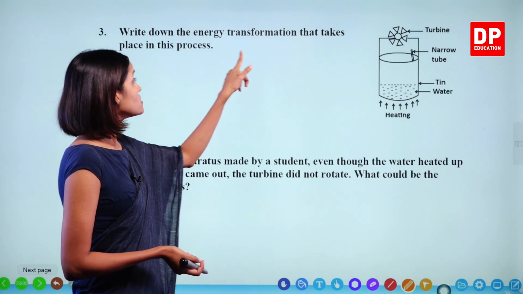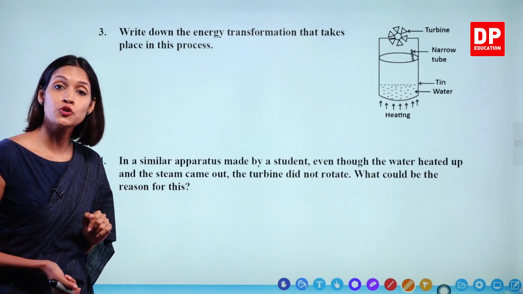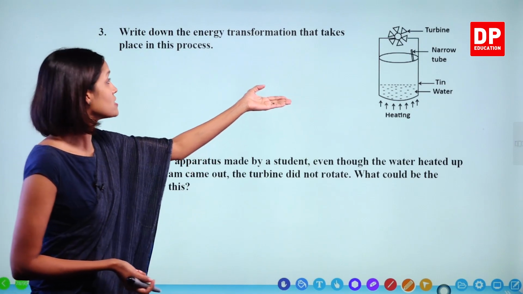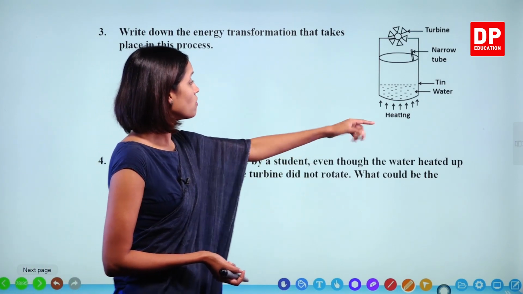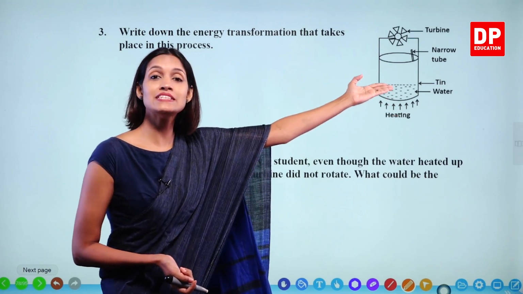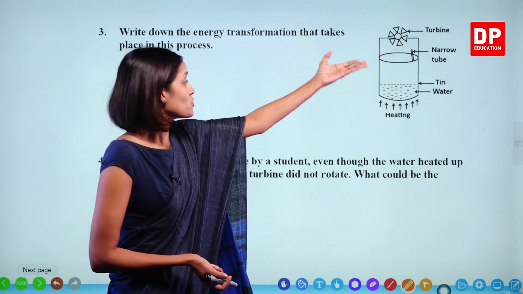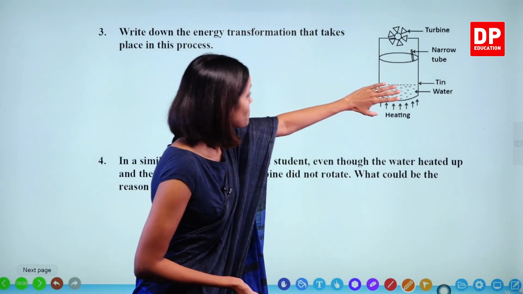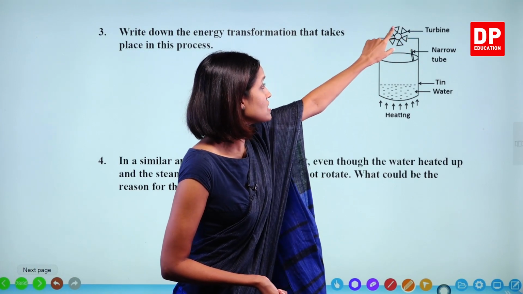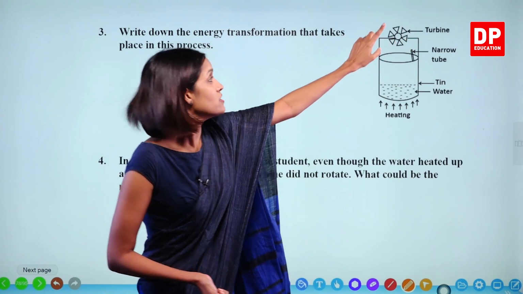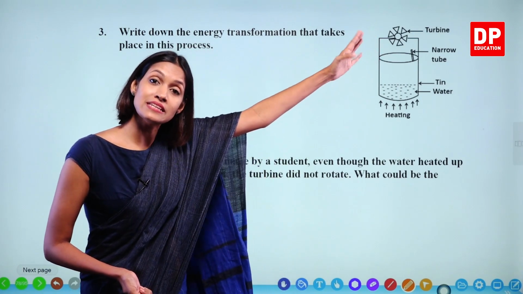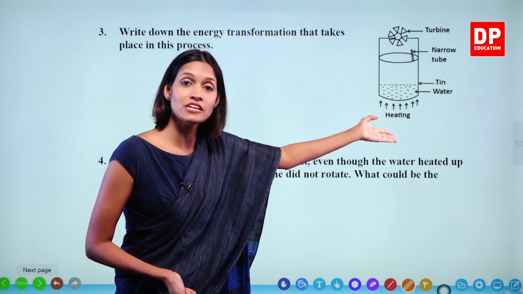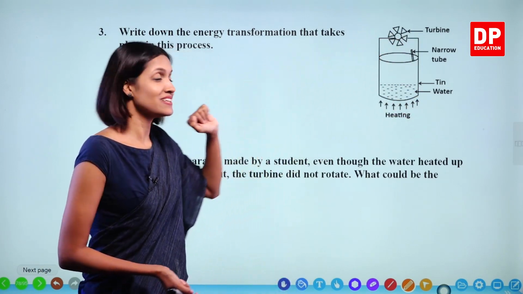Write down the energy transformation that takes place in this process. So when this happens, what is the energy conversion or energy transformation that takes place? You have to provide heat energy or thermal energy. Because of the heat energy, water boils and steam is produced, and because of the steam, the turbine rotates. Rotating means moving, it means kinetic energy. So what is the energy transformation? Thermal energy or heat energy to kinetic energy, right?